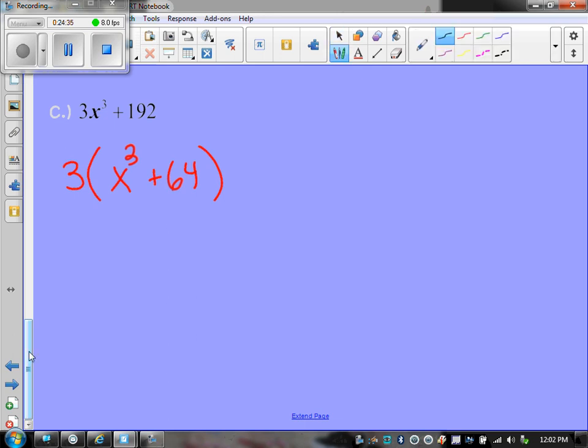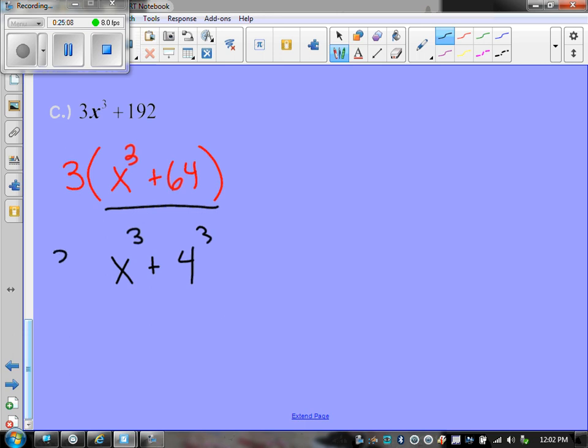So let's look at my inside stuff. Inside here I have an x cubed. I can't break it up evenly, so it's not going to be a squares problem. So let's see if we can make it into a cubes problem. In order to make it into a cubes problem, I need everything to be cubed. I have an x cubed, but what would I make this 64 into? What cubed gives me 64? Not 3, not 5. Does 4 work?